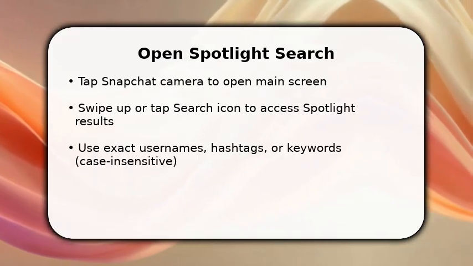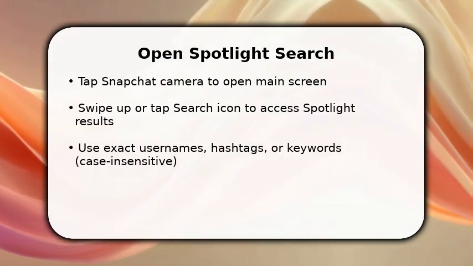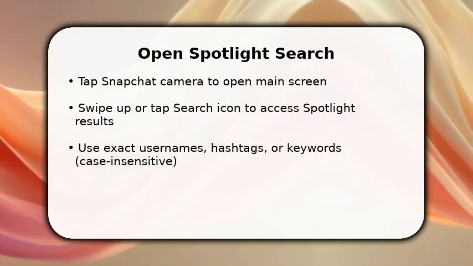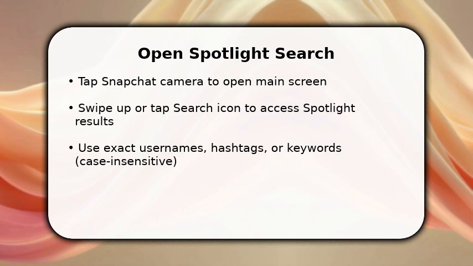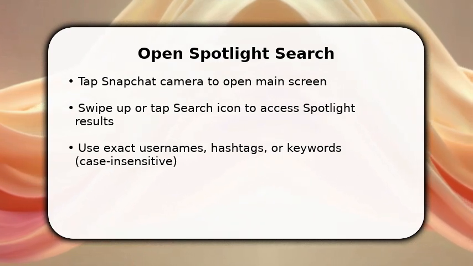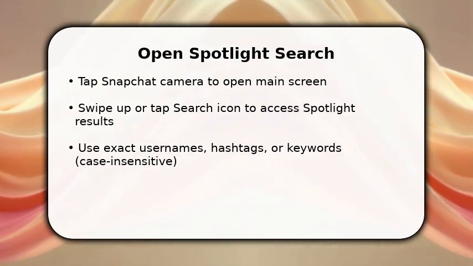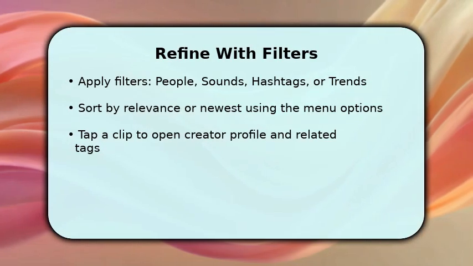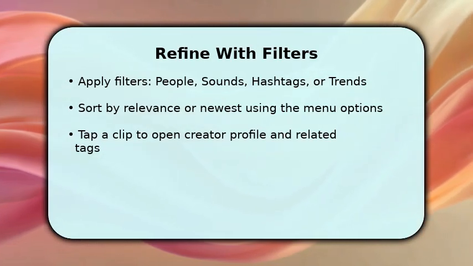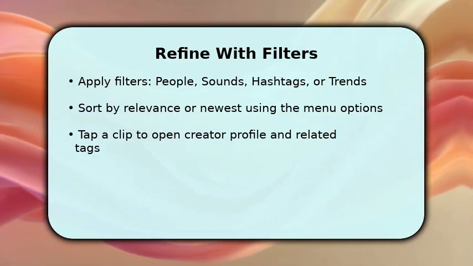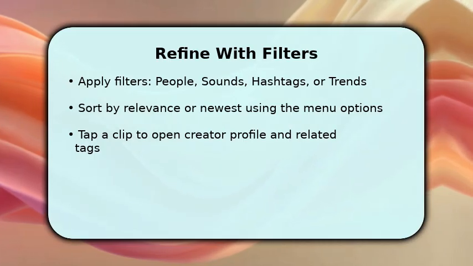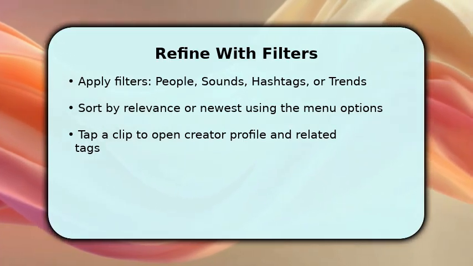Once done, glance at suggested categories and filters that appear. These narrow results quickly. Make sure your keyboard input and language match the content you want, because spelling and phrasing affect search relevance. Now refine results by switching filters to people, sounds, hashtags, or trends. This steers the algorithm towards specific content. Tap the menu to sort by relevance or newest so you control freshness versus popularity.